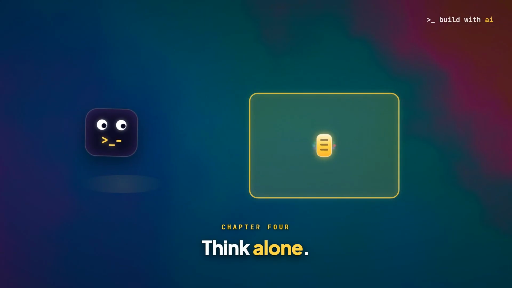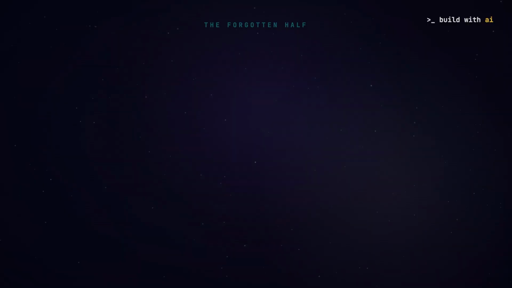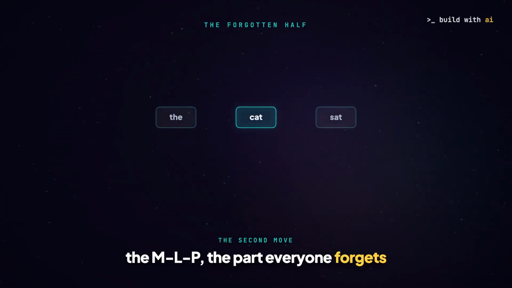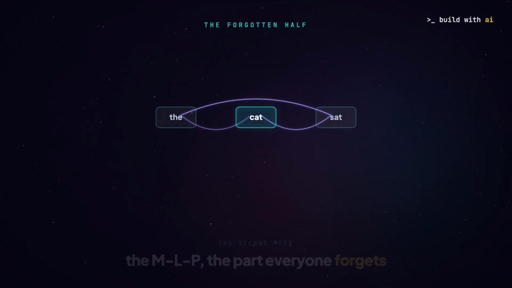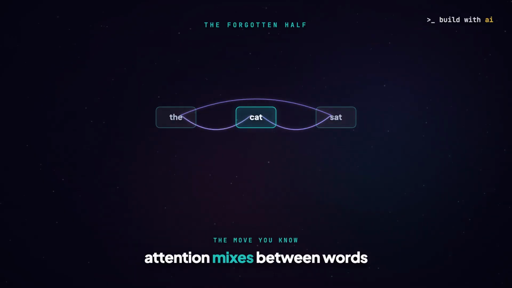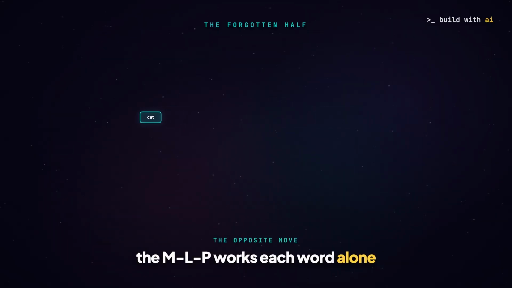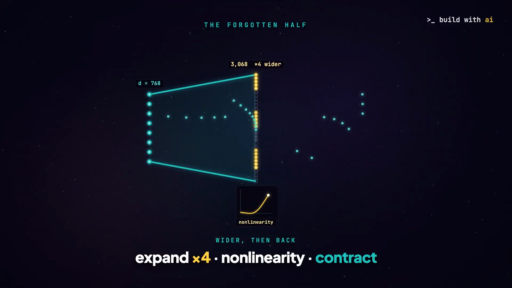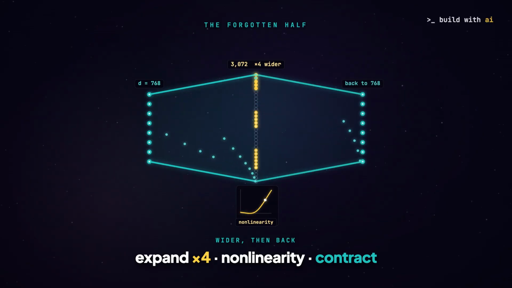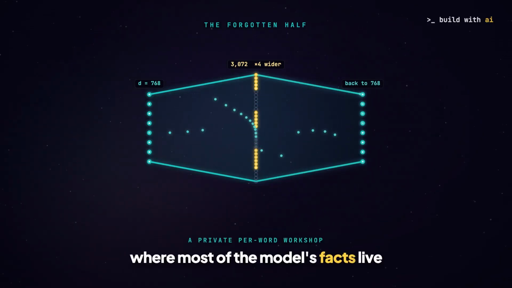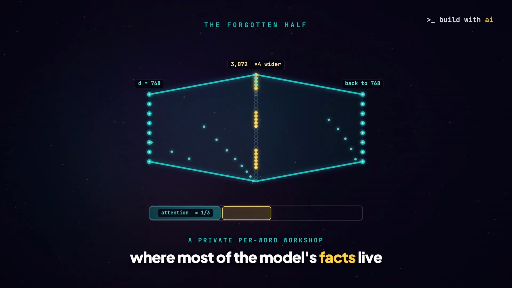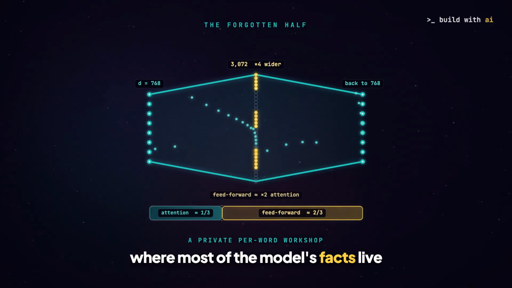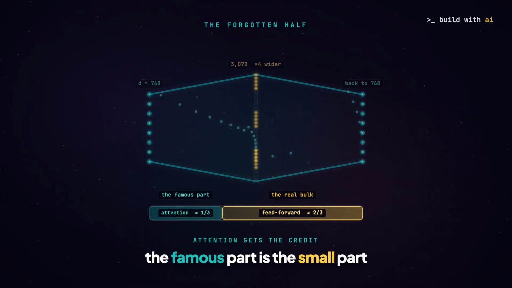Chapter 4. Think alone. The second move in every block is the part everyone forgets, a small feed-forward network, the MLP. Attention mixes information between words. The MLP does the opposite. It takes each word's vector on its own and pushes it through a wider layer and back. It expands to 4 times the width, applies a nonlinearity, then contracts. This private per-word workshop is where a huge share of the model's raw facts are actually stored. Count the parameters and the feed-forward is about twice the size of attention, roughly 2/3 of the whole block. The famous part is the small part.